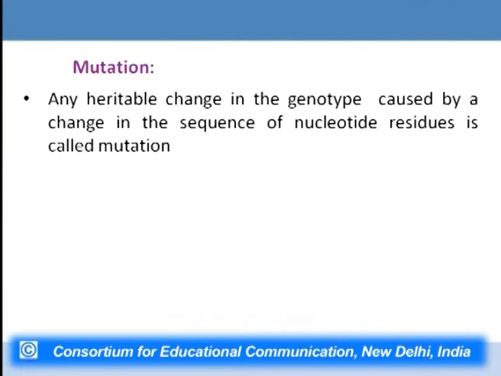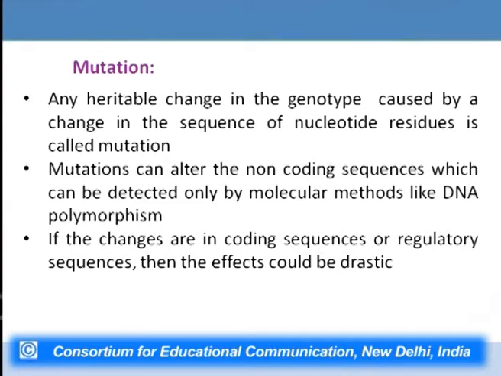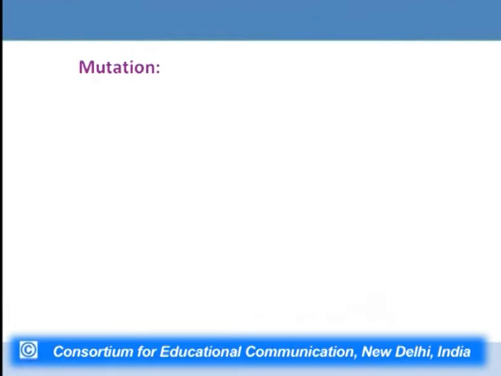So what exactly is a mutation? It is any heritable change in the genotype which is caused by change in the sequence of nucleotide residue. And mutation could alter the non-coding sequence also, but it cannot be detected phenotypically. Because it is a non-coding sequence, it can be detected only by molecular techniques like DNA polymorphism, etc. If there are changes in coding sequences or regulatory sequences, then the effects of mutations could be drastic.